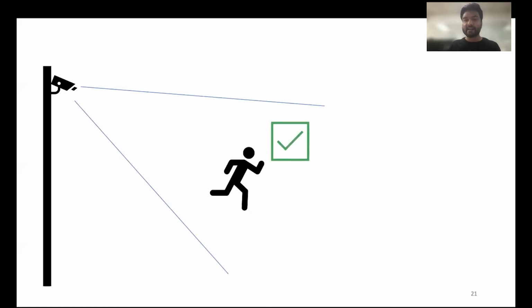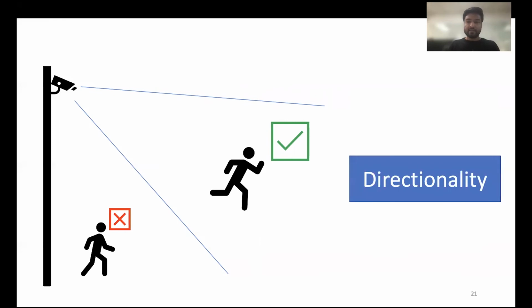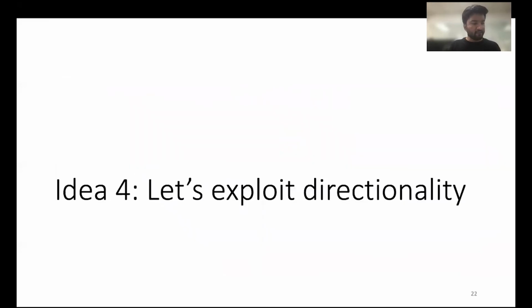Cameras, like most other sensors, are directional. If we perform the S5 motion within the field of view of the camera, we can detect Granger causality. However, if we are outside this field of view, then no Granger causality can be detected. This leads us to our next idea, which is let's exploit the directionality of these sensors for localization.